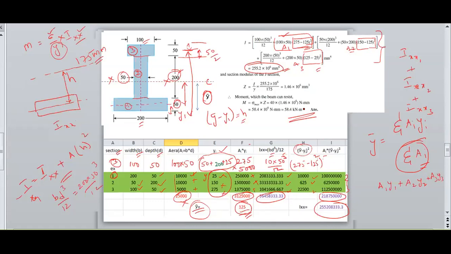The beam length is not given, and the loads on the beam are not given, but I have calculated the moment to resist the stress. So this is the design of the beams. Either I can design the cross section, or I can design the length of the beam. I can apply the loads also. So with this, I am closing this section.